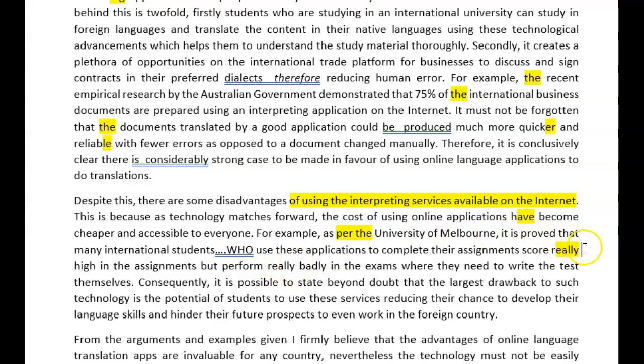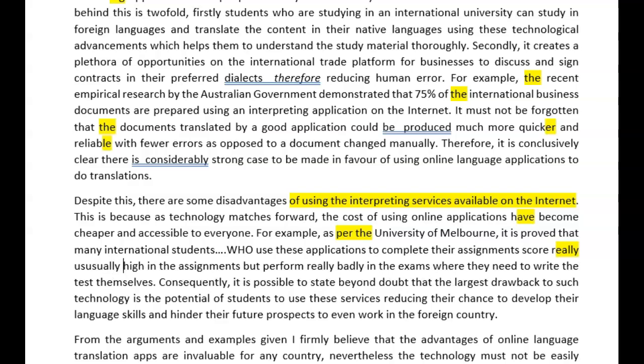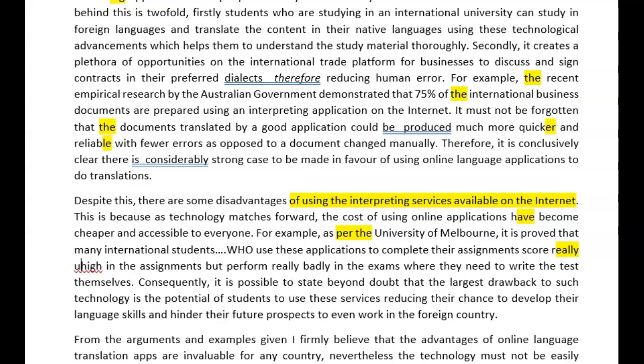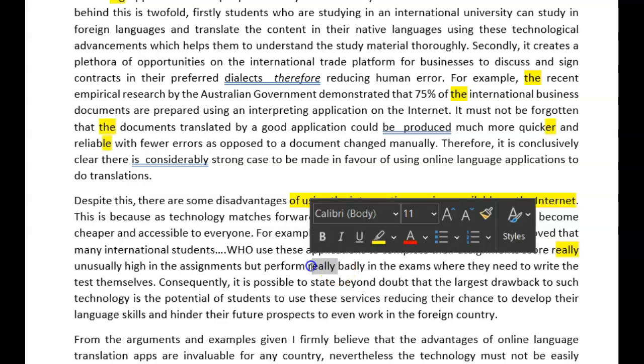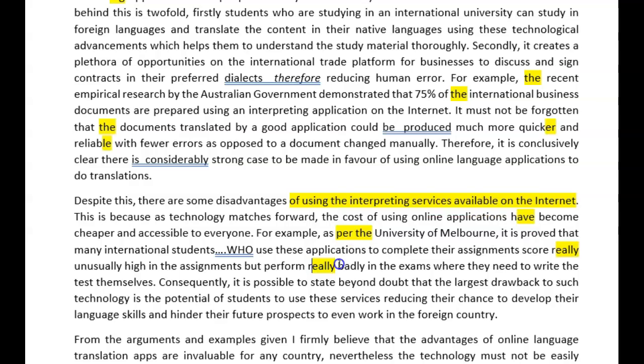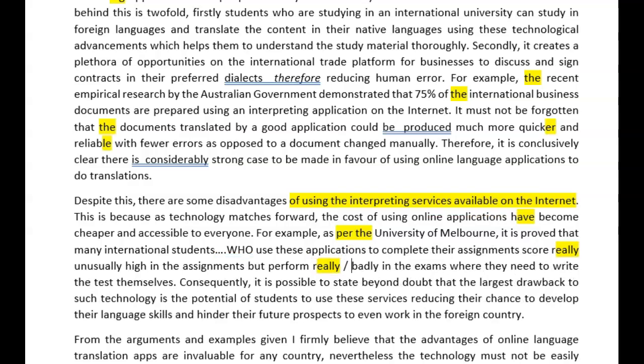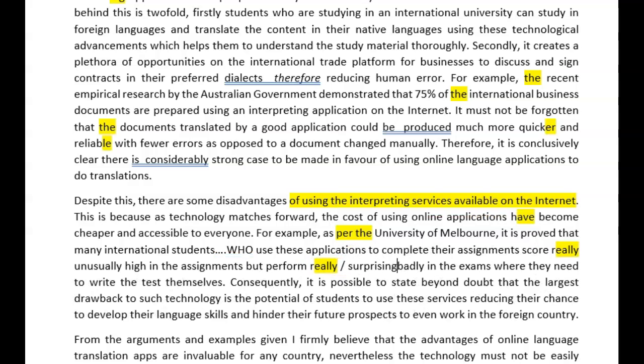Yeah, so I'd go unusually high in the assignments, but perform surprisingly badly. Okay, so let's get better adverbs in here. Badly in the exams where they need to write tests and stuff.